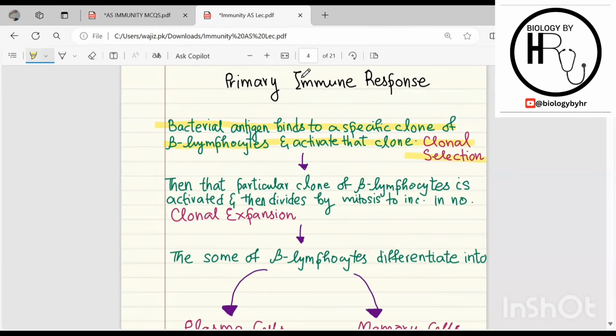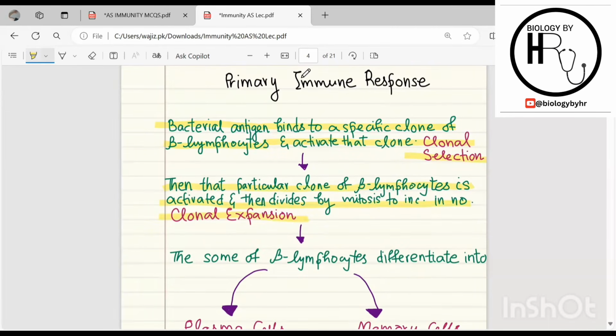Now, specific clone means that the bacterial antigen is basically complementary to a specific receptor on the B lymphocyte, right? That is why the receptor-antigen complex will form, because the bacterial antigen is complementary to the B lymphocyte. The antigen activates that clone, and this is known as the clonal selection. Then that particular activated clone of the B lymphocyte is going to divide by mitosis and increase in number, right? So this is basically termed as the clonal expansion.